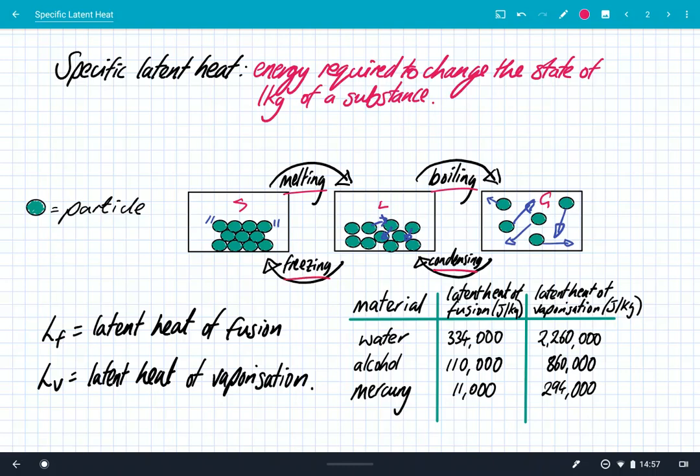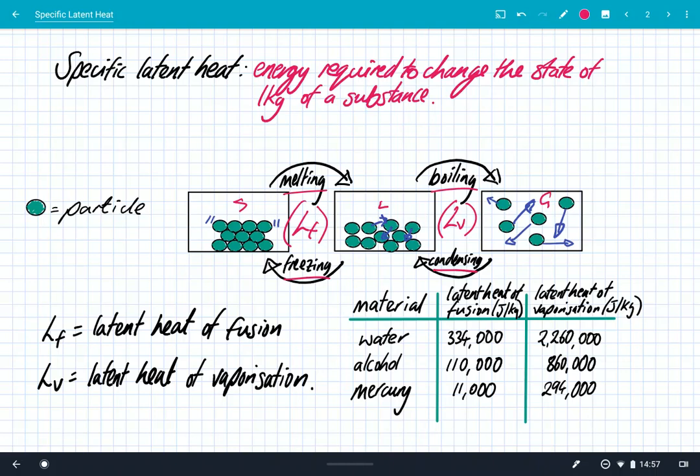And because of these different changes of state, we have to use two different versions of latent heat. We have the latent heat of fusion, which is what we use when we're looking at melting or freezing. And we have the latent heat of vaporization, which is what we use when we're going from liquid to gas or from gas to liquid.